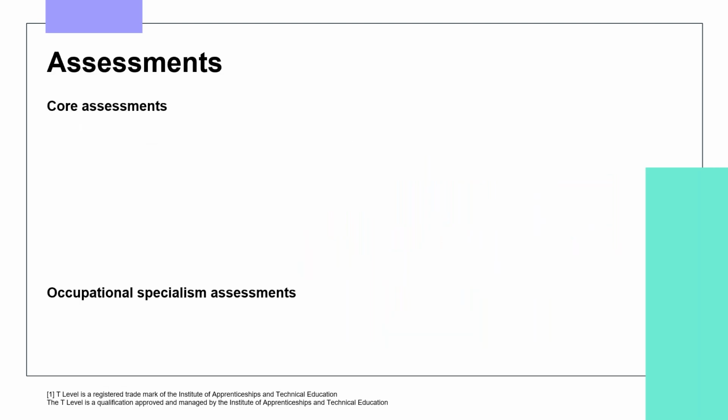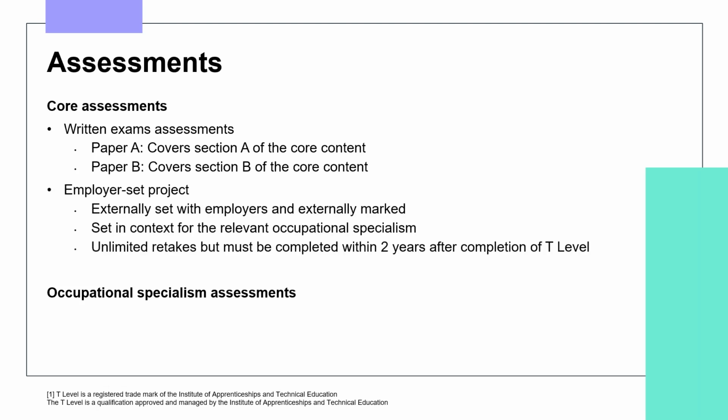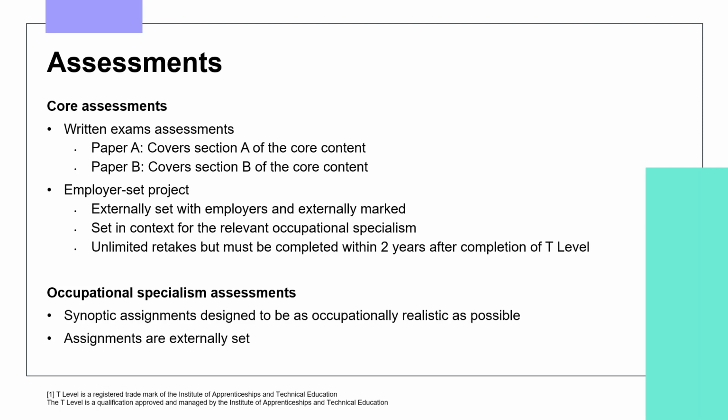The T-level assessments can be broken down into the core assessments and the occupational specialism assessments. The core assessments consist of 2 written exam papers covering the core content and an externally set skills assessment called an employer set project. It's called this as the tasks had input from employers to make them as realistic as possible. Then the occupational specialism is assessed in year 2 with externally set synoptic assignments, which are also designed to be as occupationally realistic as possible.